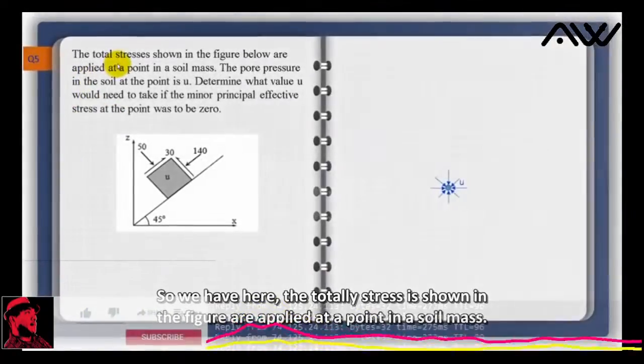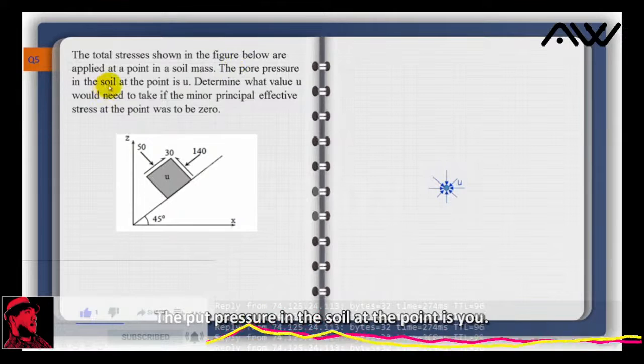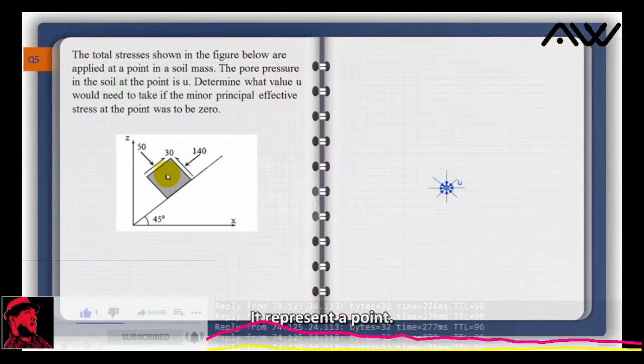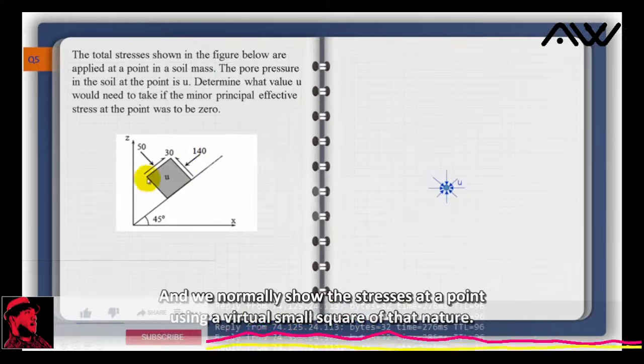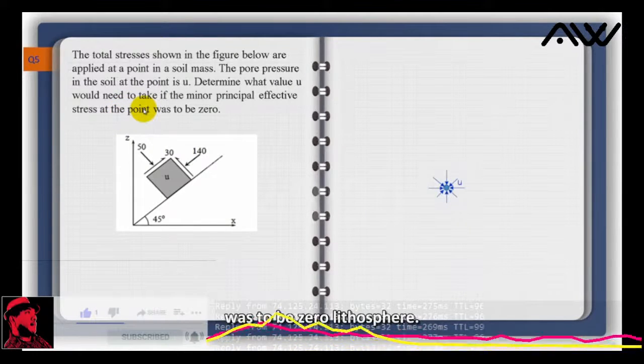So we have here the total stresses shown in the figure are applied at a point in a soil mass. The pore pressure in the soil at the point is U. So this is the soil element. It represents a point. This is just a point. And we normally show the stresses at a point using a virtual small square of that nature. So determine what value of U you would need to take if the minor principal effective stress at the point was to be 0.